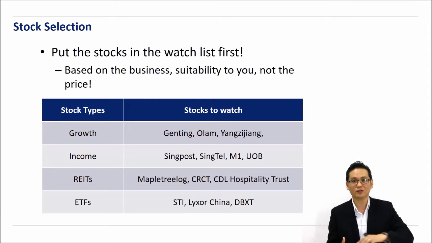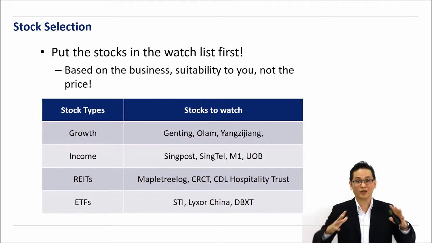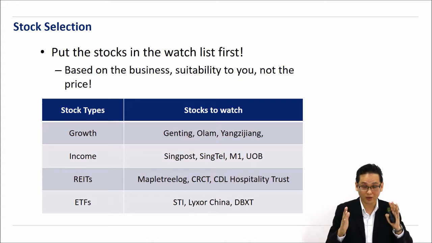So of course, after you select the stocks, you categorize them into these few categories. Most importantly, growth stocks or income stocks. And of course, if you look at things like REITs and ETFs, you can put them in this watch list as well. So these are the stocks in your radar screen. Of course, you haven't bought yet.